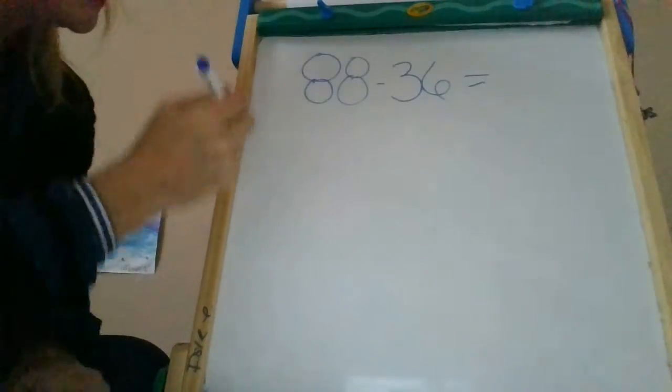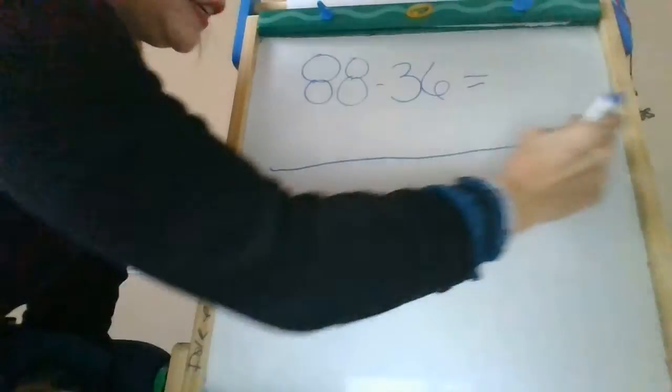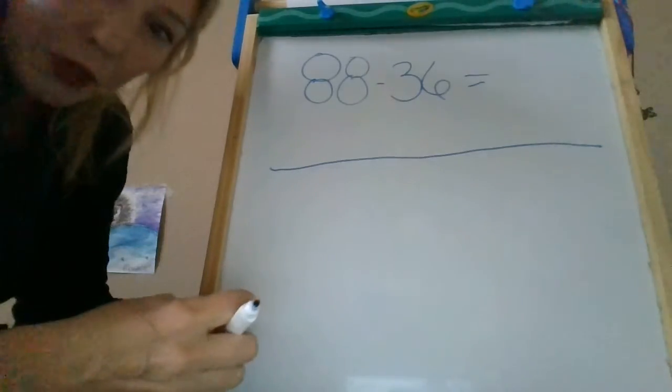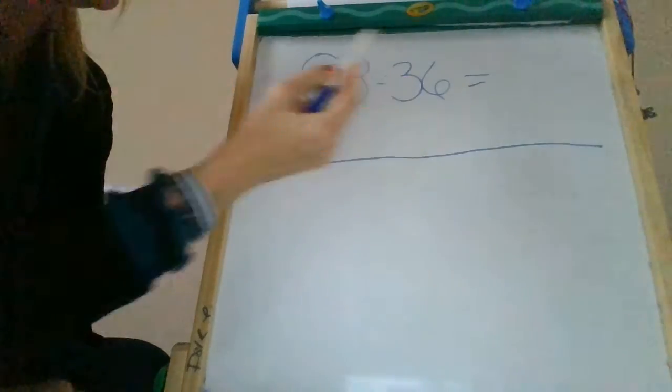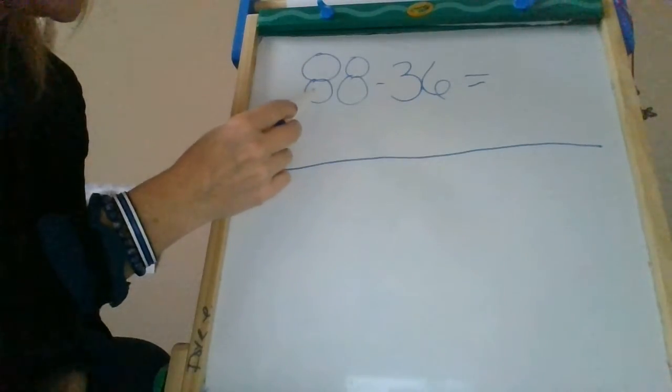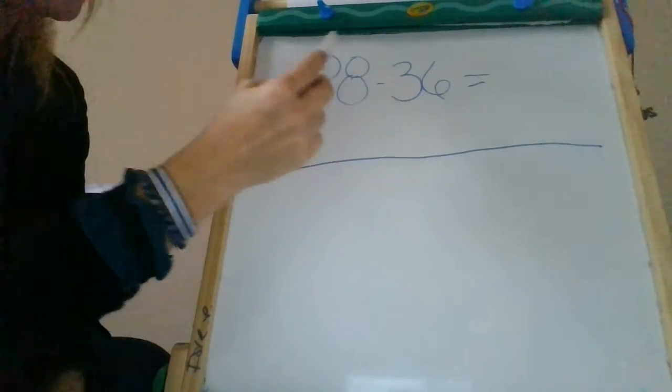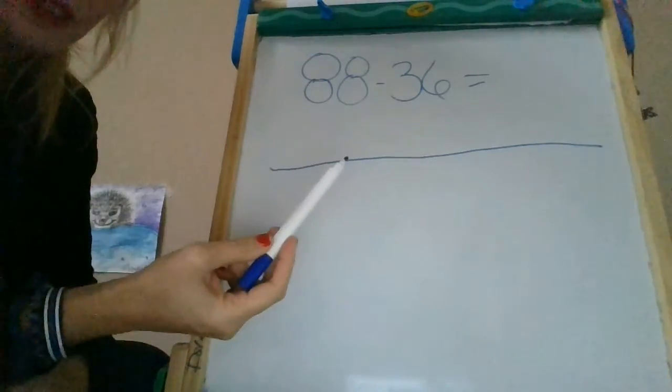And so we're going to draw our own number line, students. And when we're doing subtraction, we always want to start with the smallest number. So students, is 88 smaller than 36, or is 36 smaller than 88? I would interact with the class.